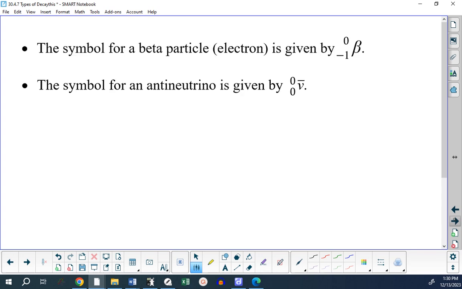So this is the symbol. Let's talk for a minute about this. For a beta particle, also known as an electron, there's nothing wrong with writing that. So what is the top number? 0. That means that there are no nucleons in an electron. What is the bottom number? Well, it's not protons, because we've already established there's no nucleons. The bottom number is charge. And you will get used to this.